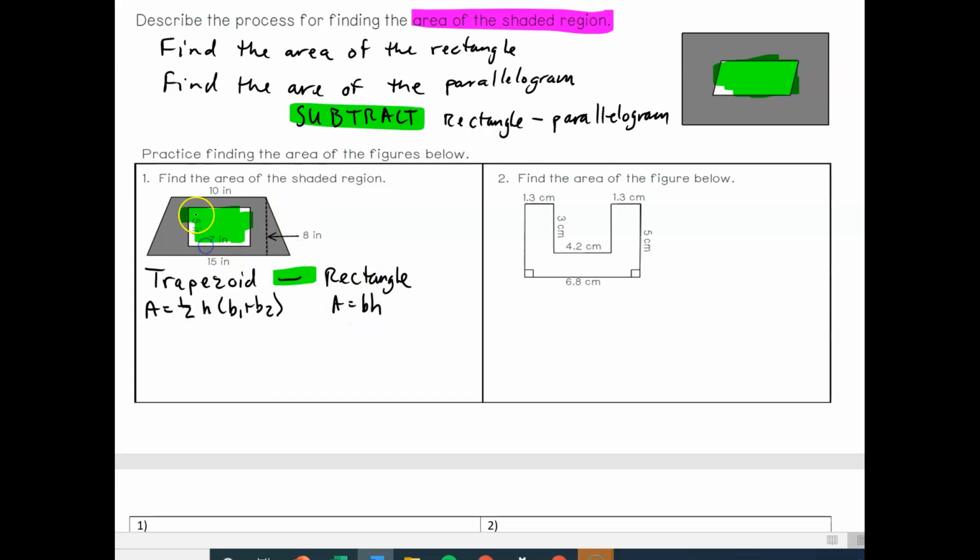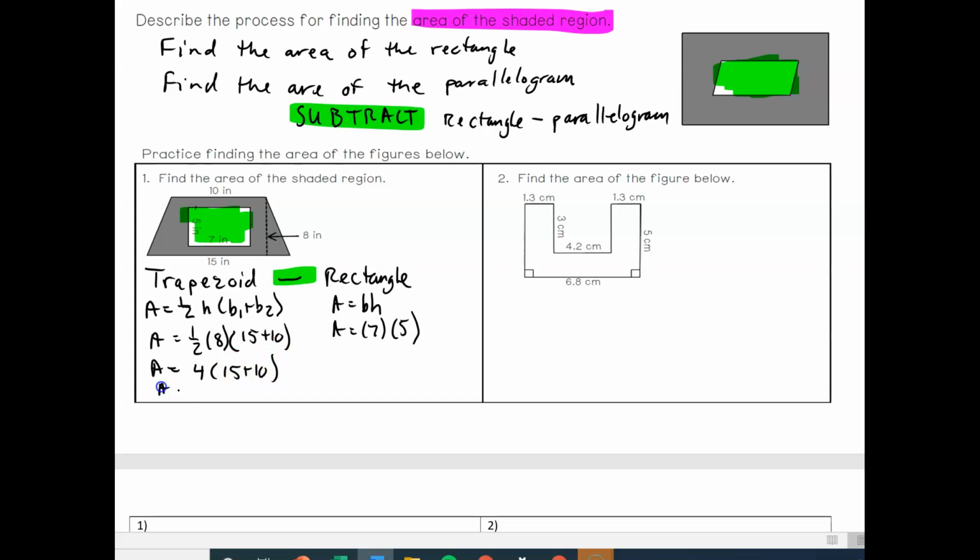You've got 7 by 5. So area is equal to 7 times 5. For the trapezoid, you've got your height, your dotted line there of 8. So 1/2 of 8. And your bases of 15 and 10. 15 plus 10. All that's left is to do the math now. So area is equal to 1/2 of 8, which is 4 times 15 plus 10.